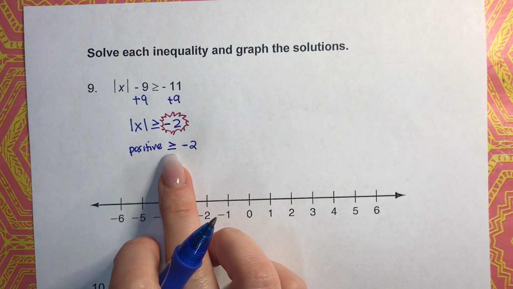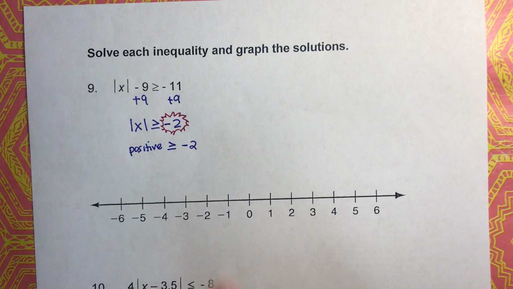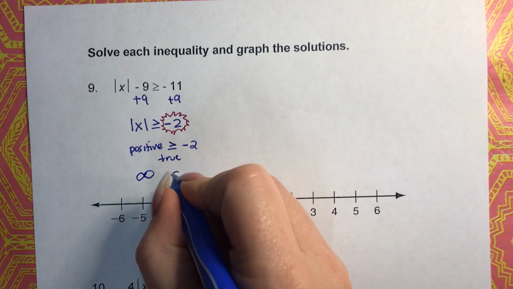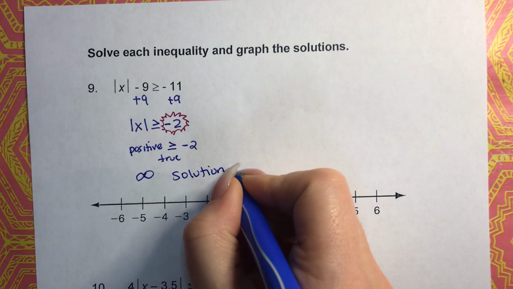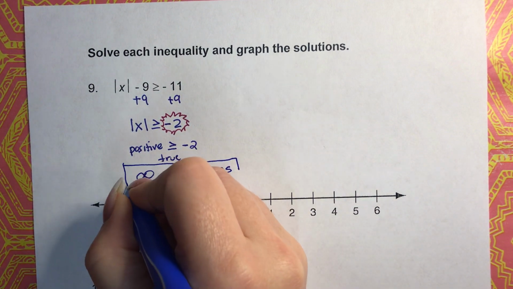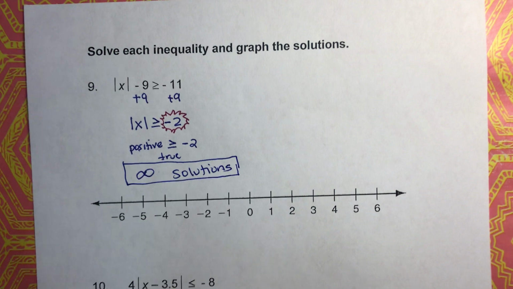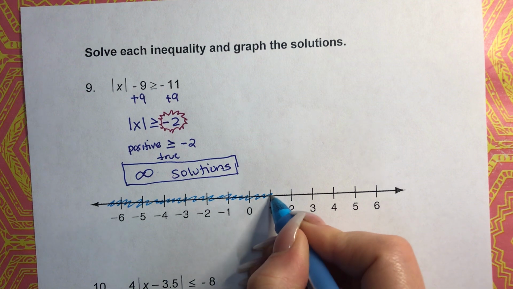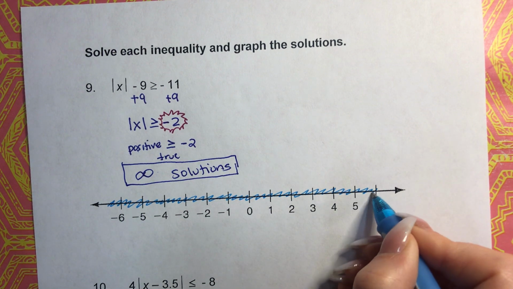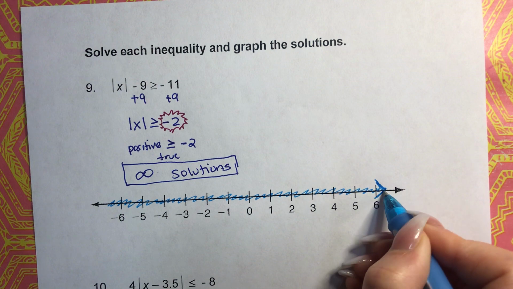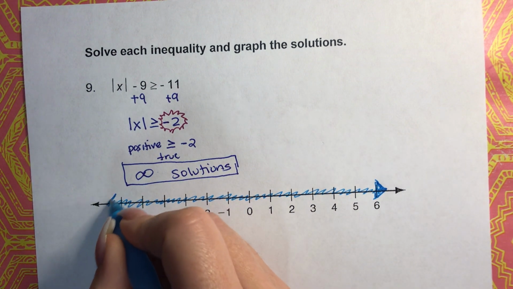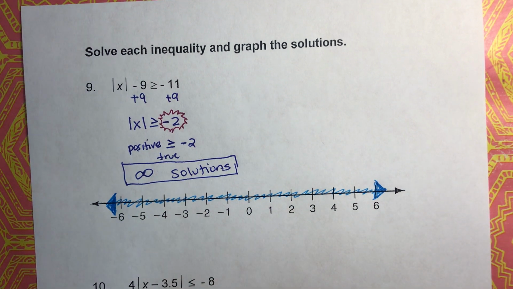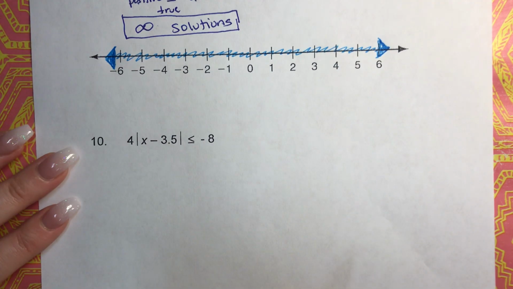Is a positive number greater than or equal to a negative 2? Yes, positive numbers are always going to be greater than negative 2. So this means infinite solutions. It's a true statement. It means infinite solutions. And we just need to graph our results. And remember, whenever you graph something with infinite solutions, it's really just everything on that graph. And a big arrow going forever in both directions, because it doesn't matter what x is. It can be anything, and it will always be true. Okay, let's look at the next example.